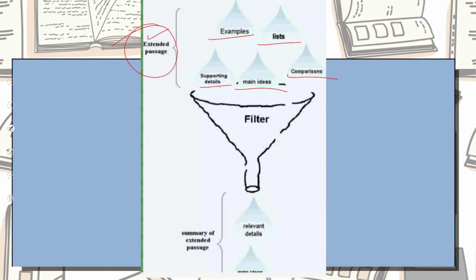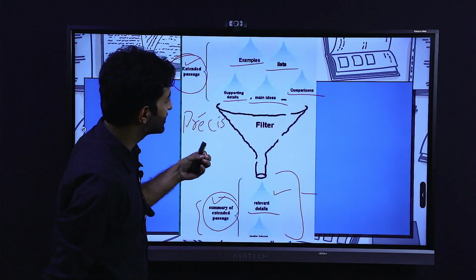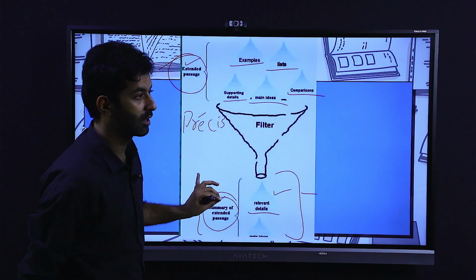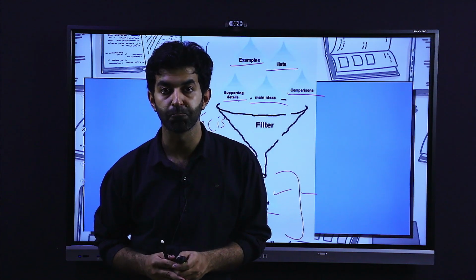But when we are filtering using our Pressy filter, we are left with relevant details and a summary of the extended passage. So we have so many things, but the end result would be a few lines, a shortened paragraph or passage or text with only relevant details and summary. We have extracted comparisons, we have eliminated examples, we have eliminated lists, and we are left with very few things. This will complete our word limit as well that we have for Pressy writing.